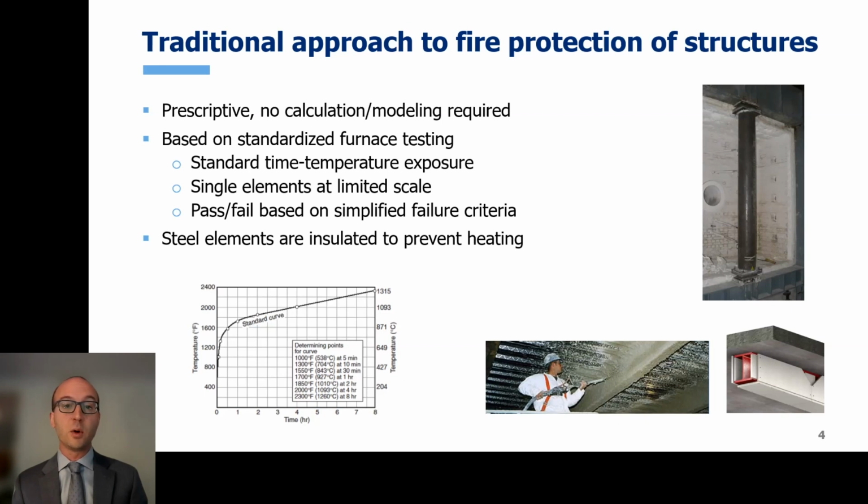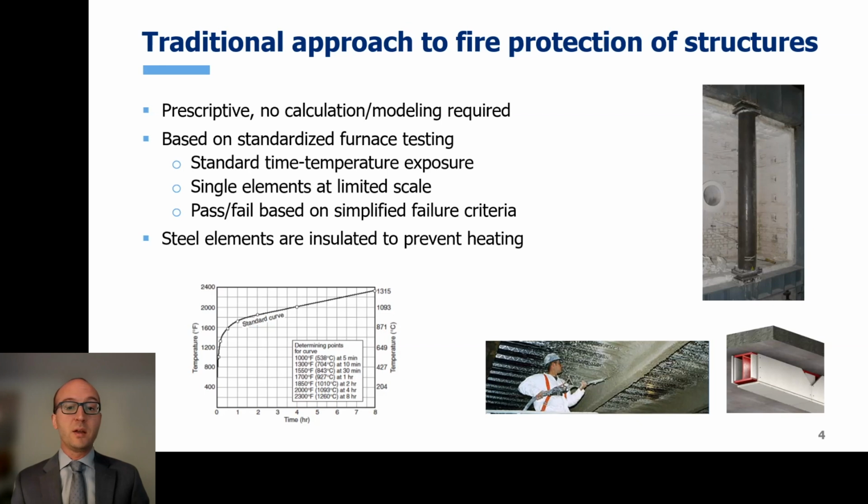But there are a number of limitations because the approach is so simple, because it is one size fits all. So there is research showing shortcomings with the fact that it only looks at single elements at a relatively small scale. The fire exposure is not necessarily representative either of all situations. So there are a number of limitations.